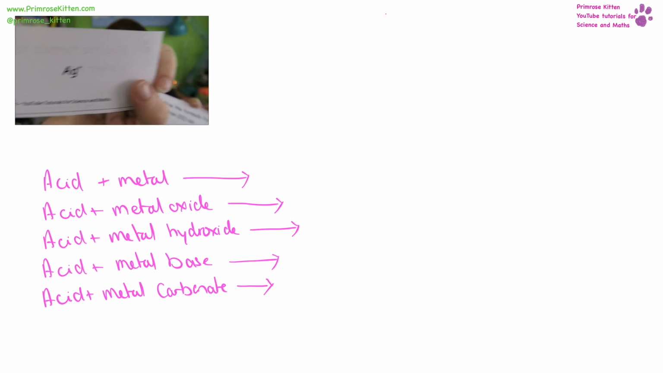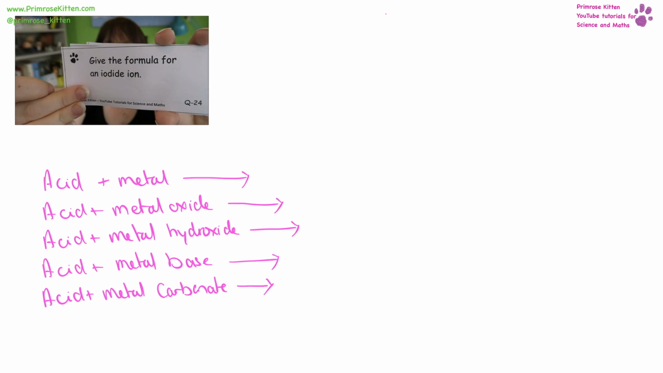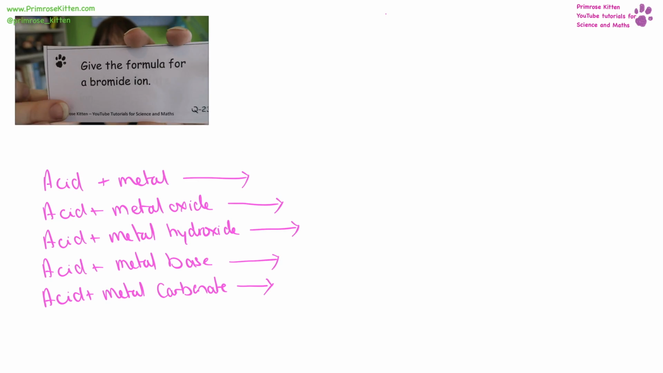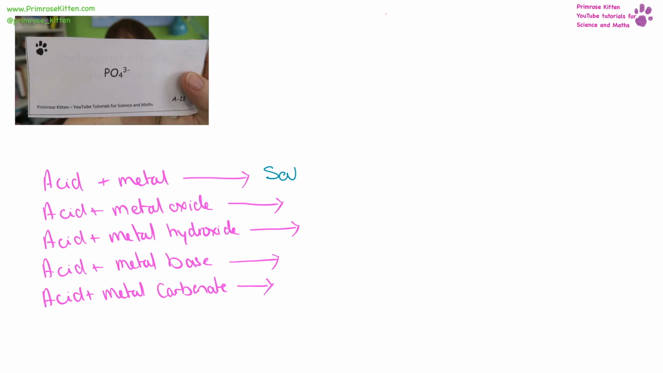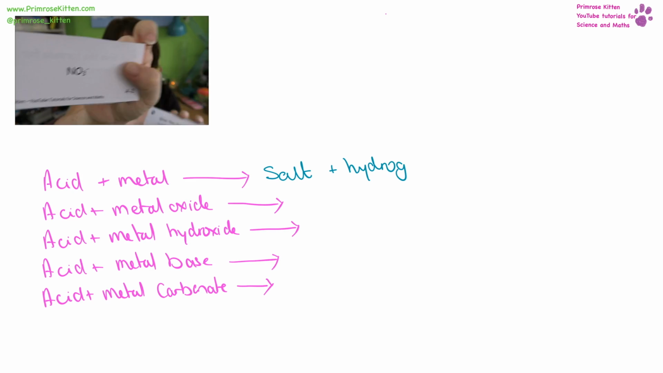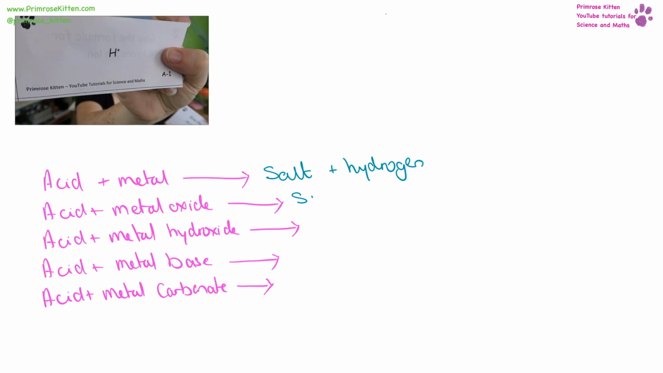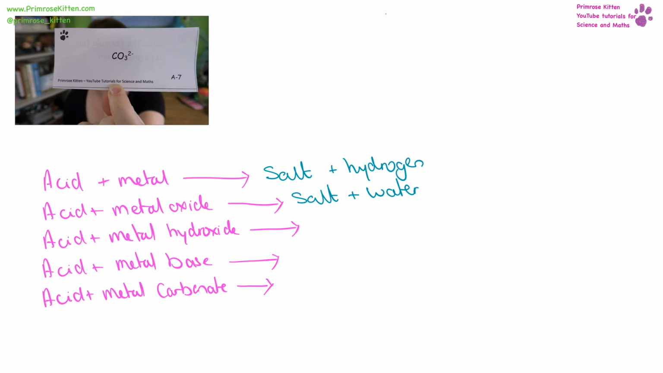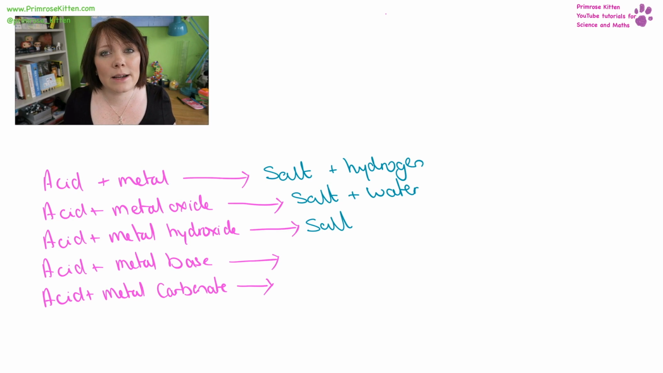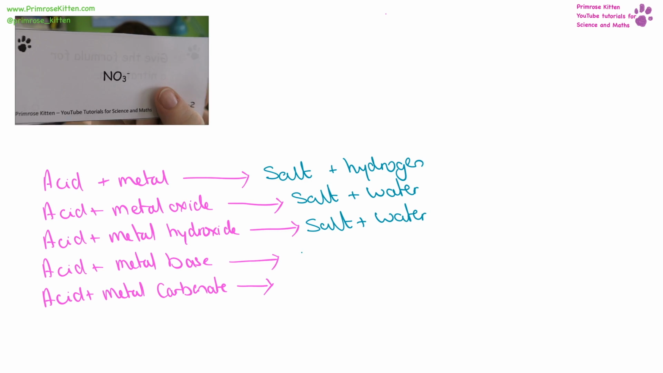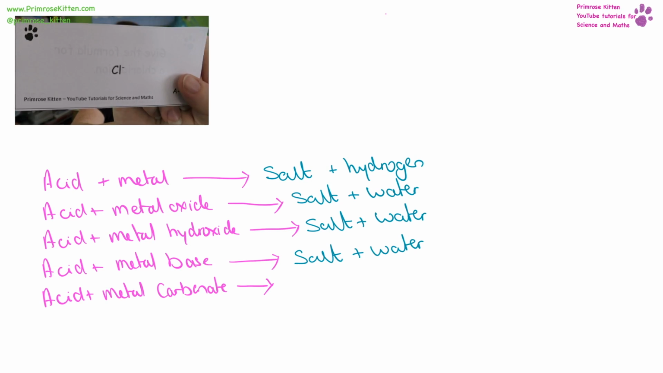You need to remember all of the equations, remember the ions, and be able to work out what is going to come from a reaction. So if we have an acid and a metal, we are going to get a salt plus hydrogen. Acid plus metal oxide is going to give us a salt plus water. Acid plus metal hydroxide is going to be a salt plus water. Acid plus metal base, salt plus water.